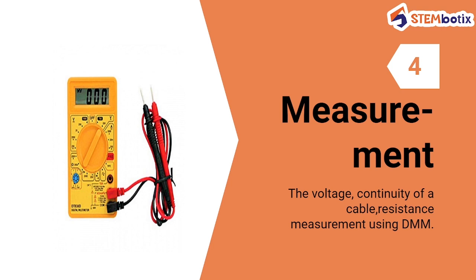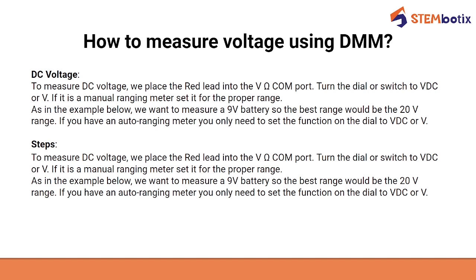So now moving forward with our last and fourth part of this lecture, which is the measurement. It means how you can measure the voltage, resistance, the ampere, or check the continuity of a cable, or check diodes. How you can measure these quantities using a digital multimeter. First we will see how to measure voltage using a digital multimeter. In a digital multimeter there are two parts for voltage measurement: one to measure DC voltage, and also an AC voltage measurement.